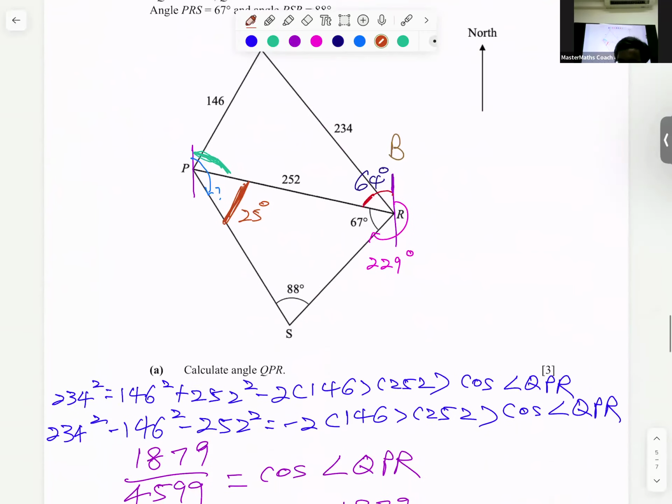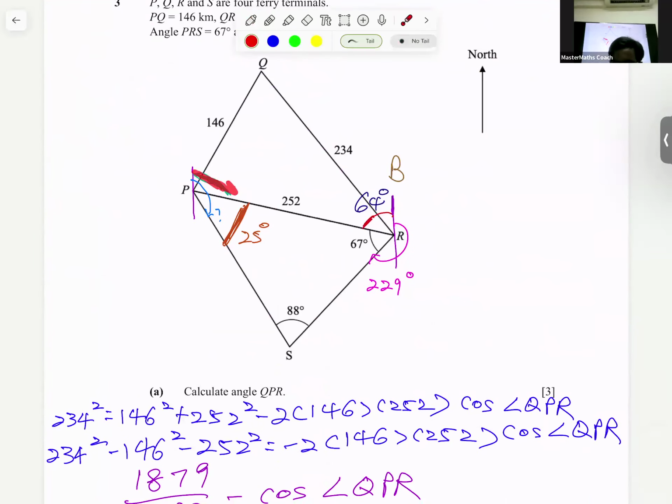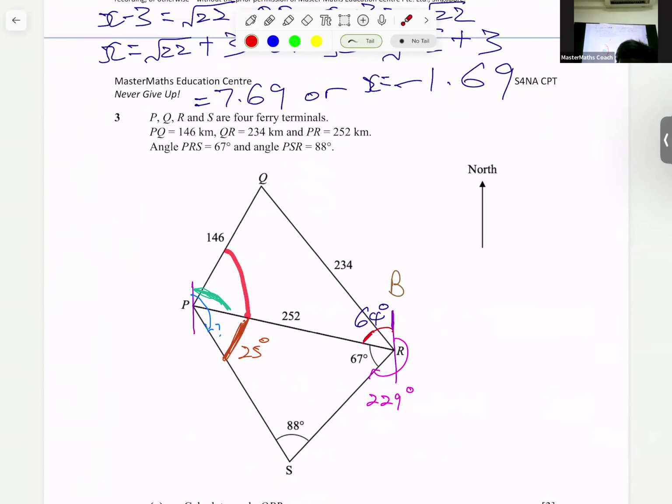Okay. Once we get this green one here, then we just plus 25 and we get the answer already. Okay or not? The green one is QPR. No, it's not QPR. QPR is like this only. Okay, green one is from here all the way until here. It's QPR plus this small part here. Okay. So maybe that one we call it EPR. Okay, we call it EPR.